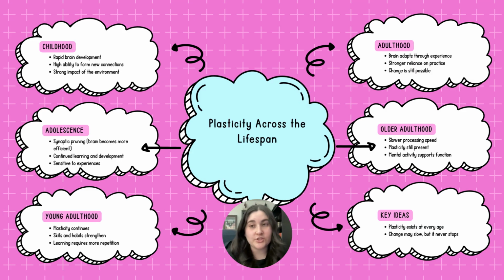All right, plasticity across the lifespan. Brain plasticity changes across our lifespan. In childhood, the brain is highly adaptable and rapidly forming new connections. During adolescence, the brain becomes more efficient through processes like synaptic pruning. In adulthood, plasticity continues but often requires more repetition and effort. Even in older adulthood, the brain is still capable of change, especially when individuals stay mentally active. Overall, while plasticity may slow over time, it never completely stops.